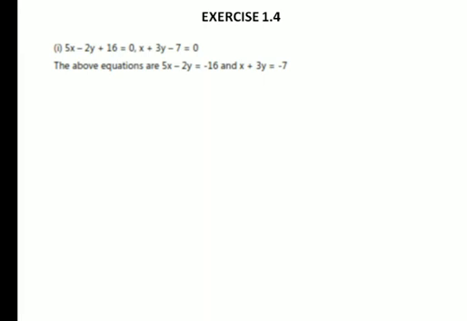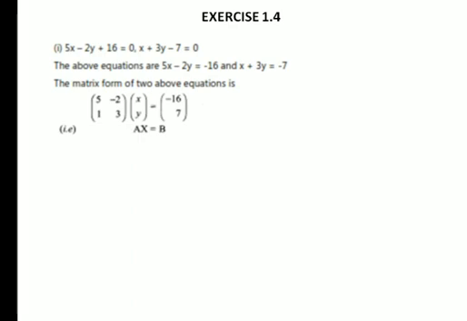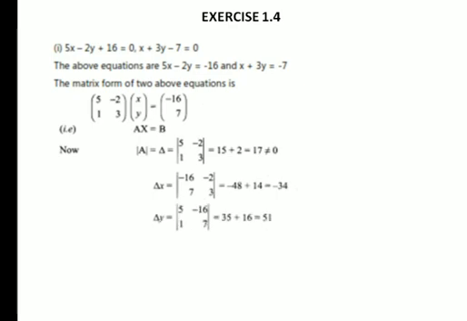The above equations, you take it and write in the matrix form Ax equal to b. Now, modulus of A, delta, you are going to find out; delta is not equal to 0. So that you find out the delta x. Delta x is minus 34.